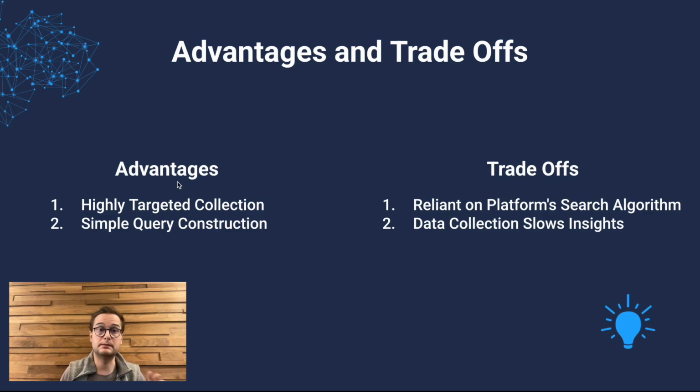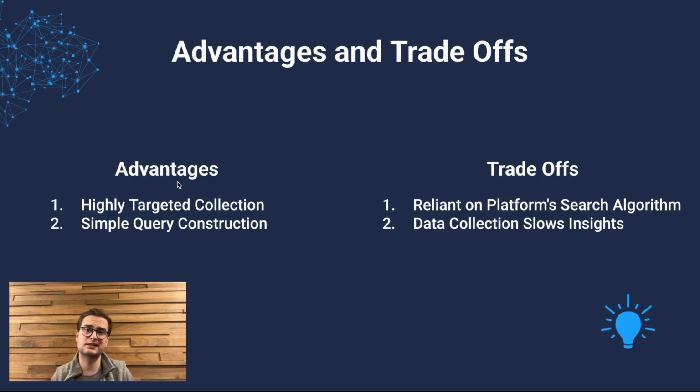So on the positive side, you get really highly targeted collection. And also something we didn't really talk about was really simple query construction. So these search APIs are built to give you relevant results quickly. And so as a result, you don't need to build out hyper-targeted complex social listening queries like you would with other social listening platforms. However, this isn't perfect.